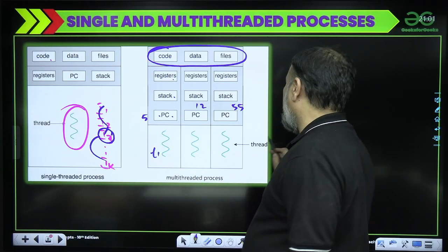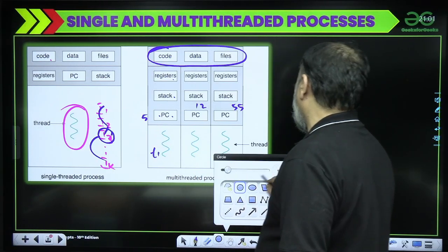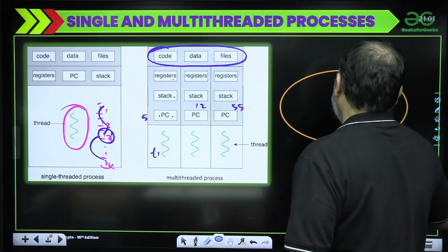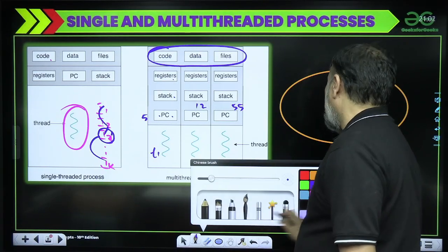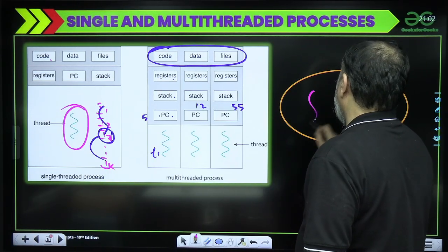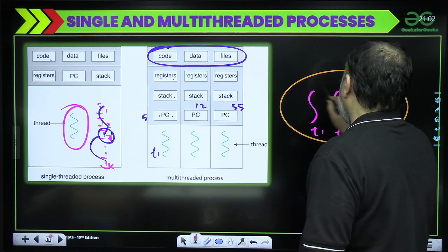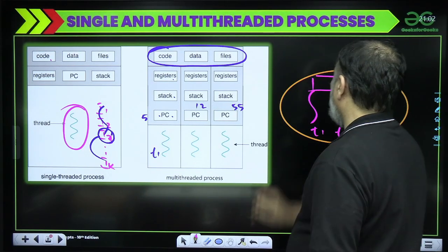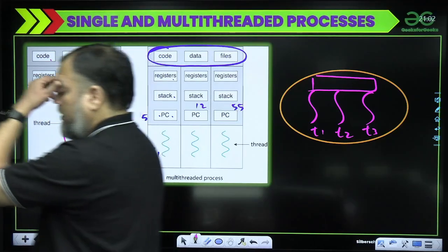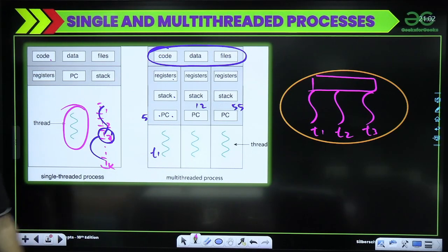In the form of a block diagram, you can imagine this control like this. This is my process, and within the process I have individual threads of control, T1, T2, T3, all sharing a common address space. This is the basic ideology, the basic representation of a multi-threaded process. This is called a multi-threaded process.